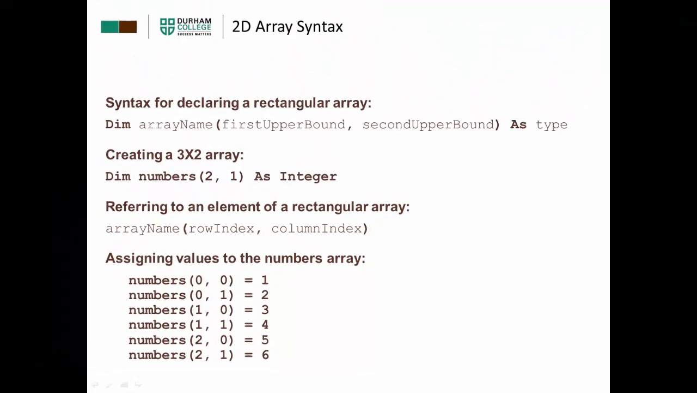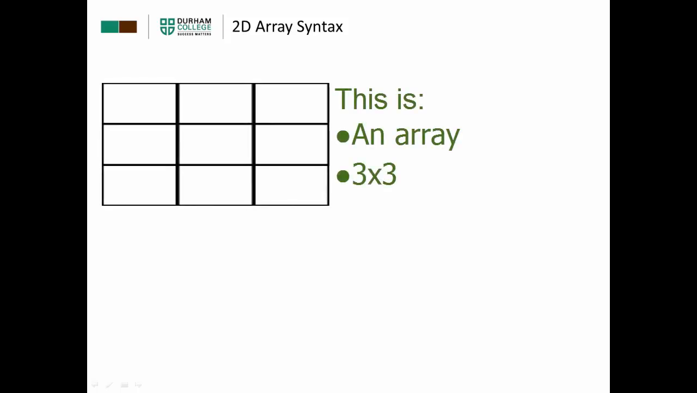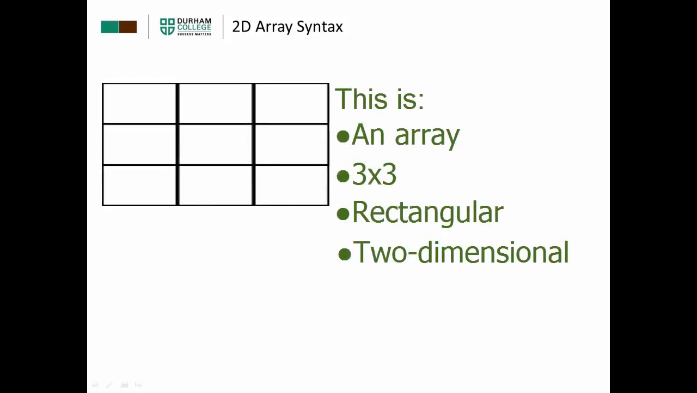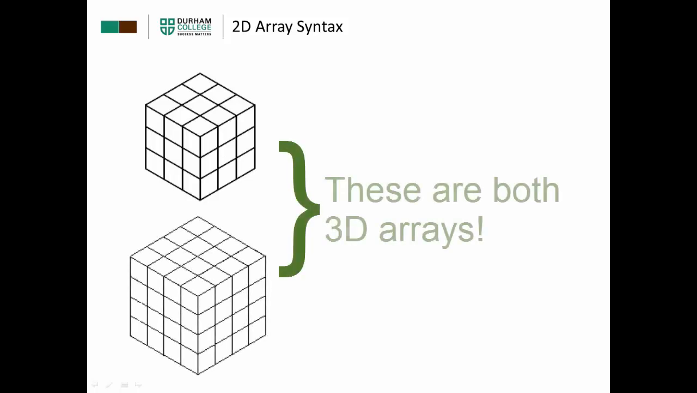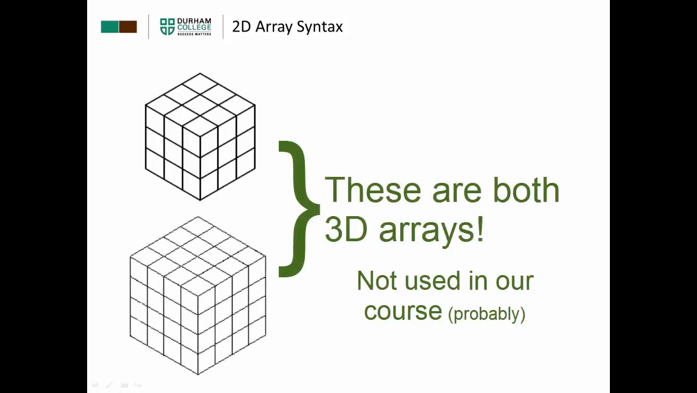Something worth noting here is that, say, a 3 by 3 array is still rectangular or two-dimensional, and such a thing as a 3-dimensional array exists. An example of a 3-dimensional array could be a 3 by 3 by 3 or 4 by 4 by 4 array. If you love Minecraft, it's not hard to think of applications for something like that.